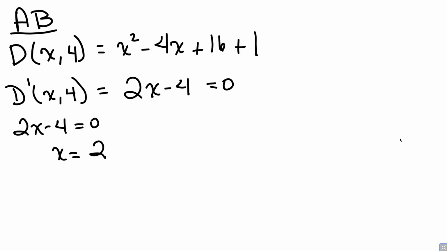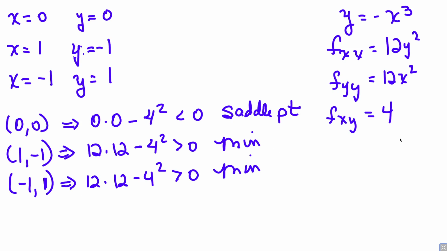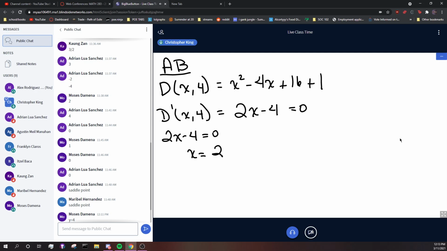Now, when x is equal to 2, if I look at this, is it one of the endpoints? No, it's something in the middle. Okay, so it's going to generate a new point. So what I'm going to do is I'm going to look at d of 2, 4. But I'm also going to check the endpoints. So one of the endpoints is going to be 0, 4. And the other endpoint is going to be 4, 4.